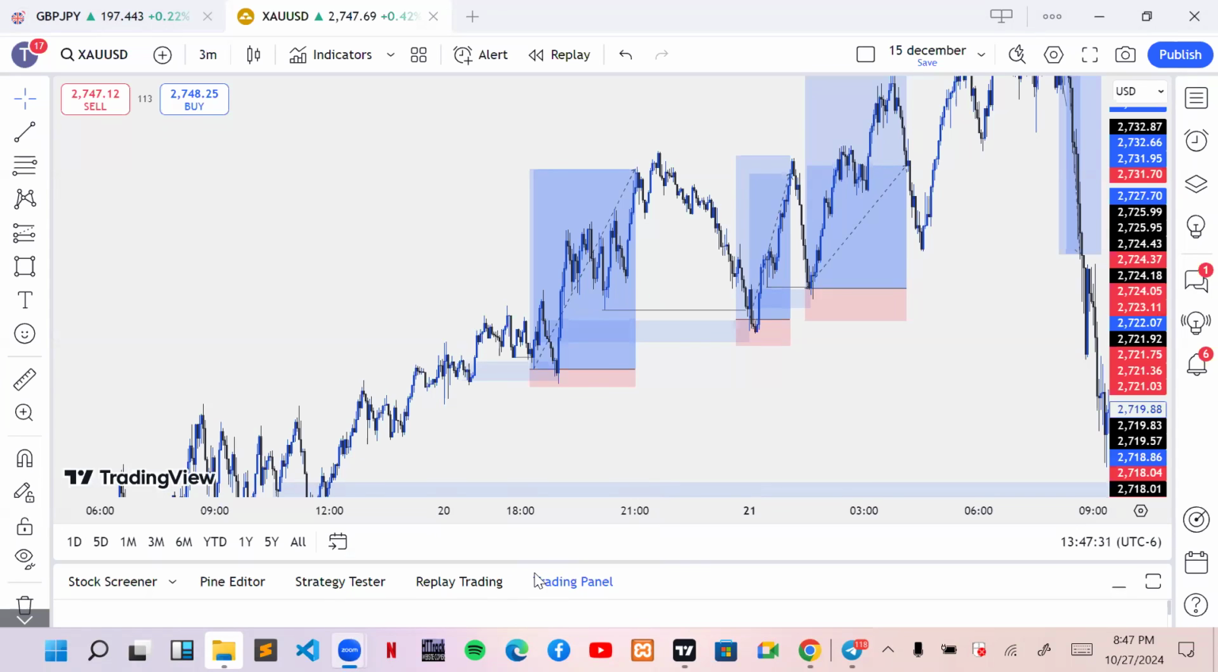This person is asking me if there are two breaker blocks. Pick the one that's closest to liquidity. So that's basically it for this.